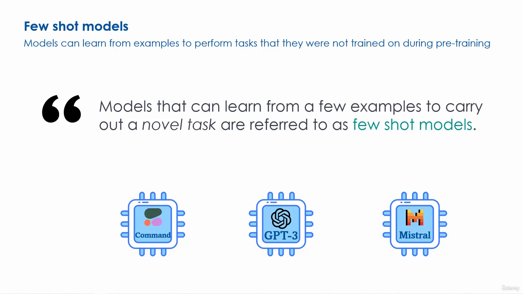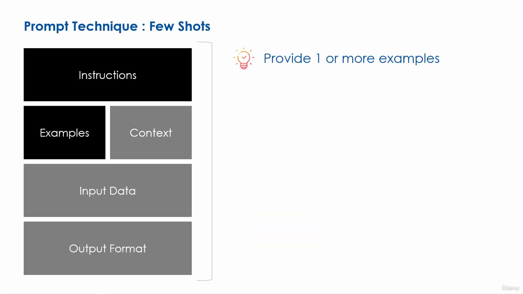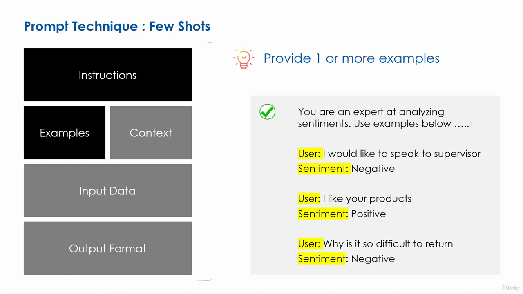In the few-shot technique, you need to provide the model with examples that it can use on the fly to learn how to carry out a task. Here is an example of a prompt that lists a set of examples to demonstrate how to assign a sentiment label to a comment. Let's go over some practices to keep in mind for using this technique.